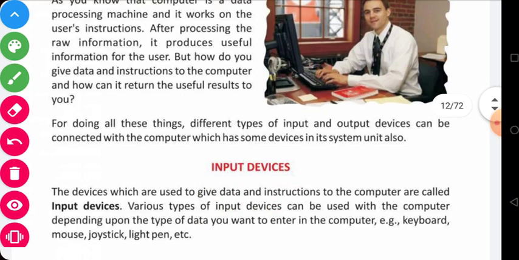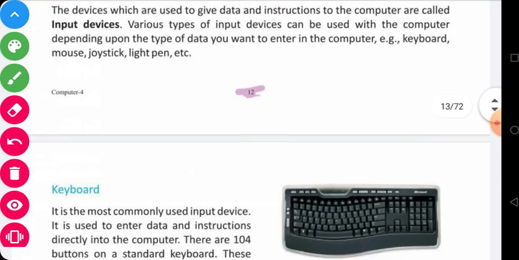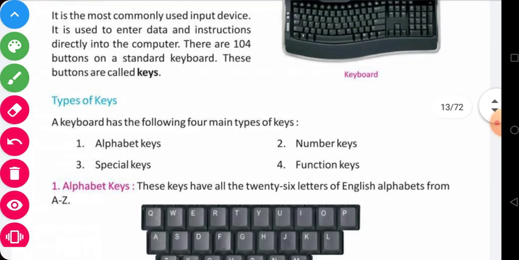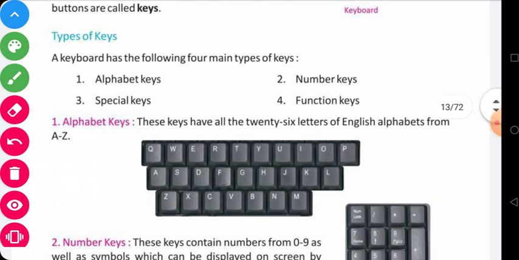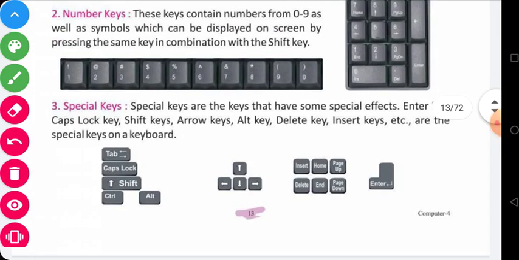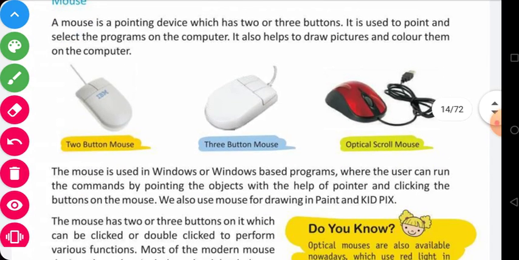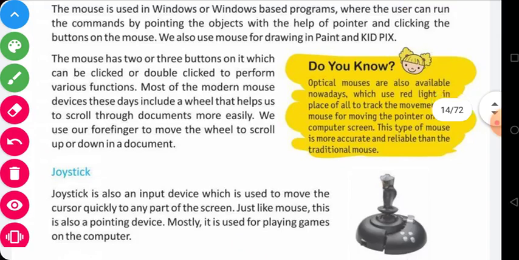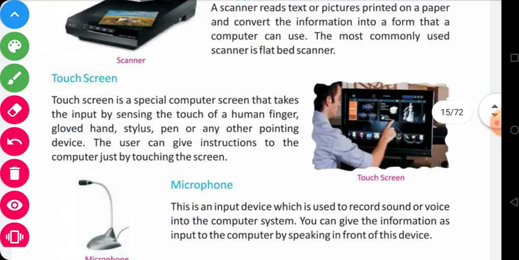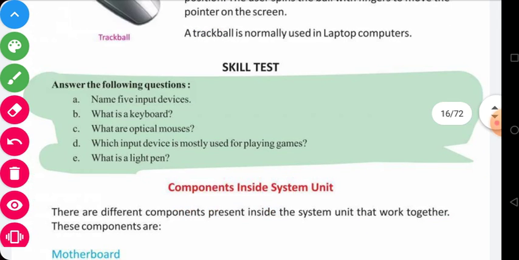So in this chapter, we have learned what an input device is and what the various types of input devices are, such as the keyboard. Under the keyboard, there are various types of keys. The first one is alphabet, the second is numeric keys, the third is special keys, and function keys. We have already learned what alpha keys, number keys, special keys, and function keys are. We have learned about the mouse, the function of a mouse, the types of mouse, what a joystick is, what a light pen is, scanner, touch screen, microphone, and trackball. These are the examples of input devices we have learned so far.